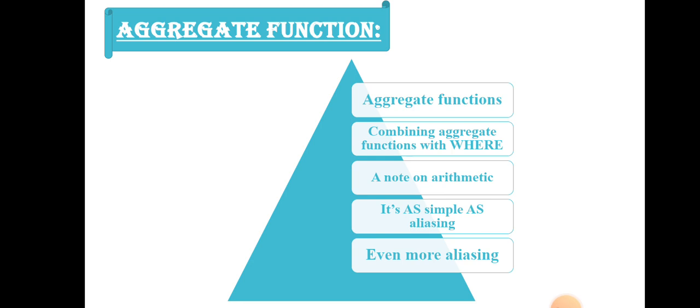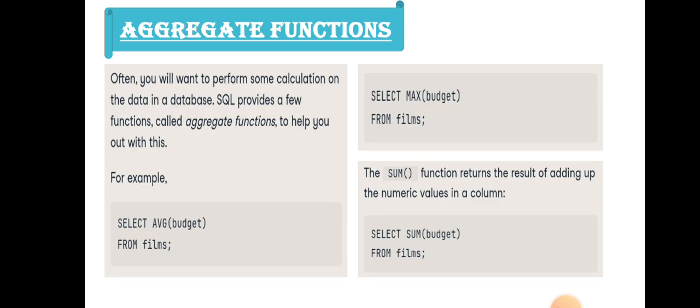It's as simple as aliasing, even more aliasing. So first is aggregate functions. We will want to perform some calculation on the data in the database. So SQL provides a few functions, which are called aggregate functions, which help us out with this.